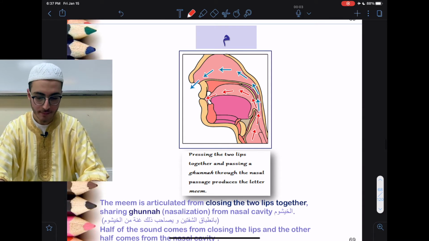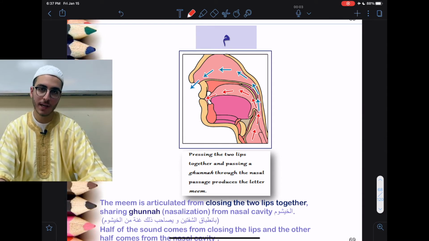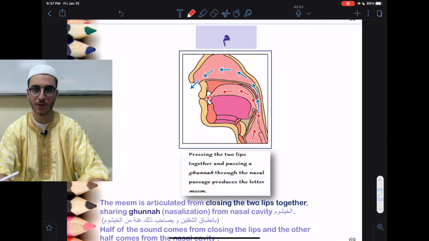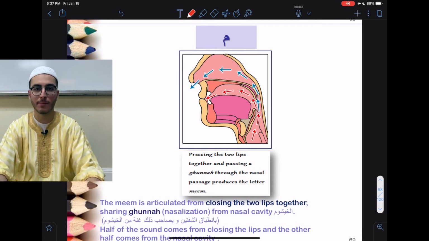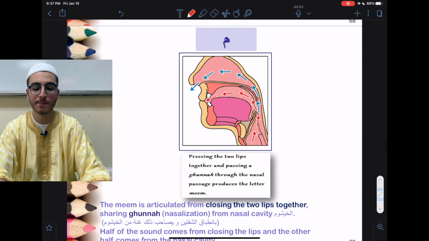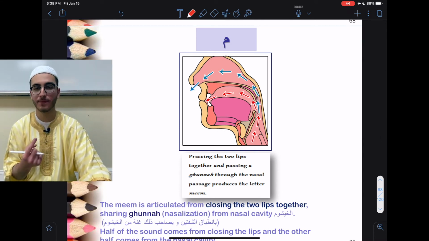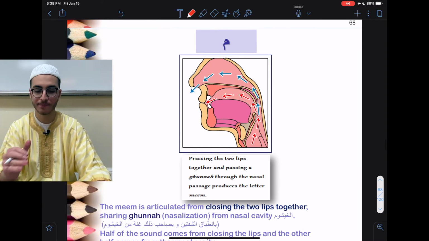Mim. What's the difference between mim and ba? Mim has a soft closing. So when your lips touch, they touch carefully. That's why there's no qalqala. Ba has a stronger closing, that's why there's qalqala. So when we pronounce mim, we say it's pronounced from the lips, with a softer closing than ba.